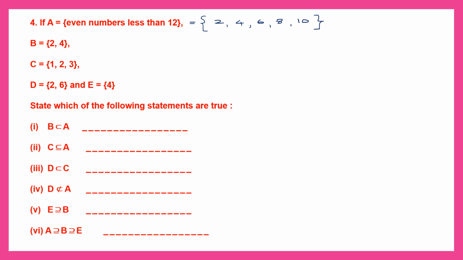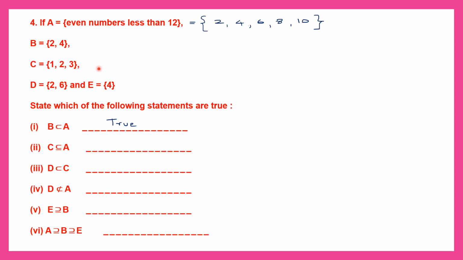Now we have set B, C, D and E. Now let's see which of these is true. First one, B is a proper subset of A. So B is {2, 4}. Is it there? Yes. So B is a proper subset of A. That statement is true. First one is true. Second one, C is a subset of A. Now C is {1, 2, 3}.